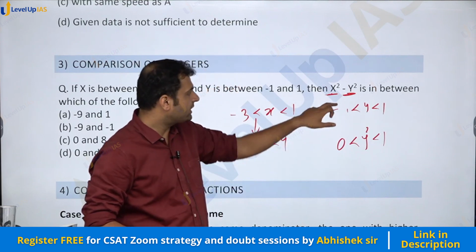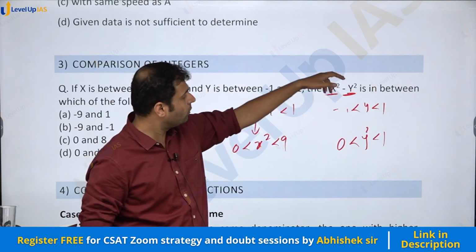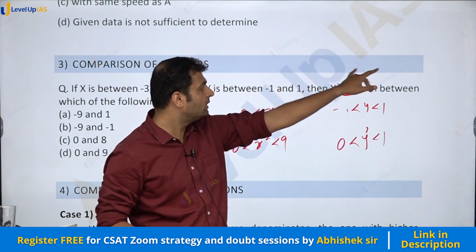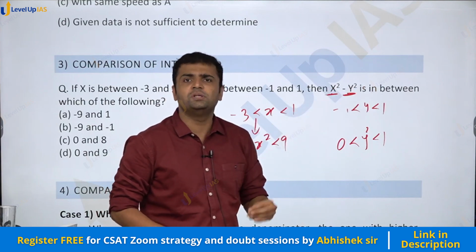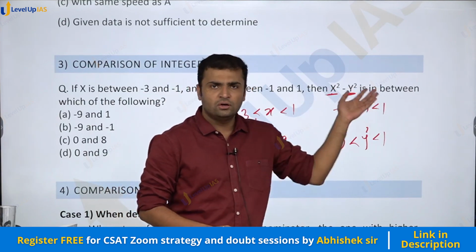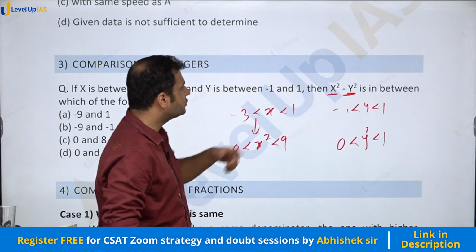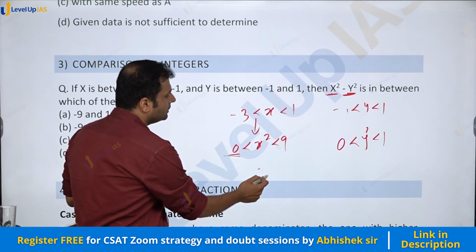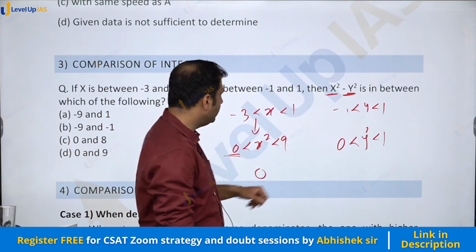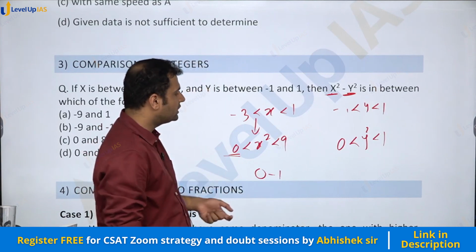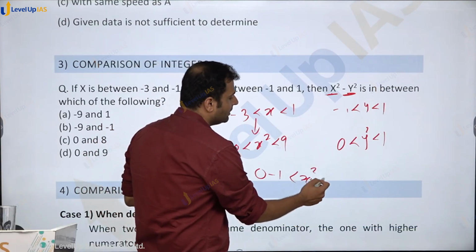x square को जितना छोटा बना सकते हो बनाओ, y square को जितना बड़ा बना सकते हो बनाओ, and उन दोनों का subtraction would be the smallest possible value of this quantity. So x square की smallest value, you know, 0. Y square biggest value is 1. This is the smallest value. Less than x square minus y square.